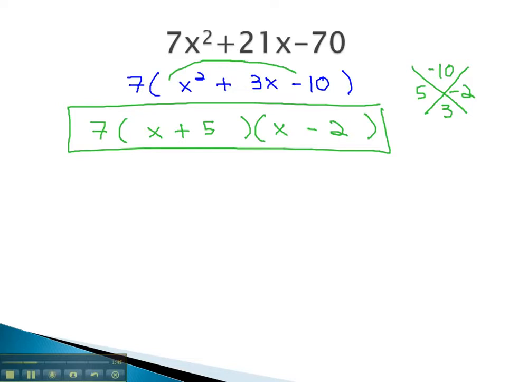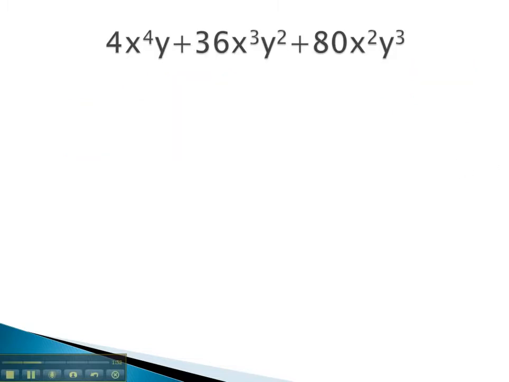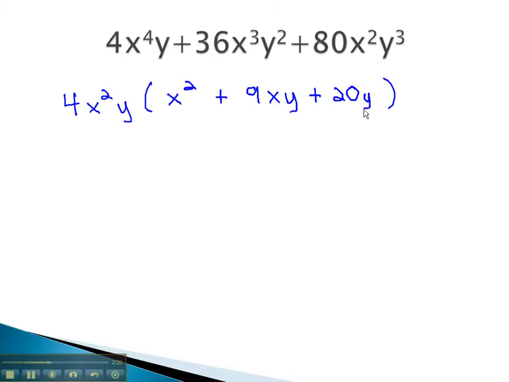Let's take a look at another example where we see us factoring out the greatest common factor first, and then factor using the AC method from there. In this problem, we see that the 4, 36, and 80 are all divisible by 4. There is also an x squared that we can factor out, along with a y. As we do, this leaves us with x squared plus 9xy plus 20y squared.